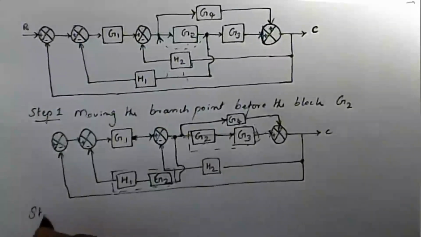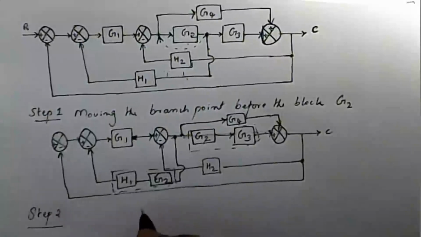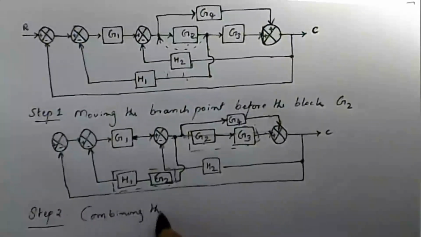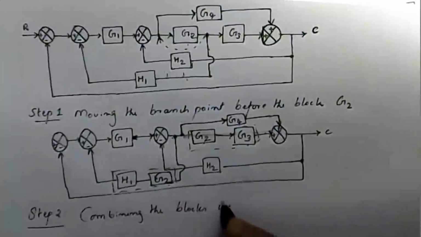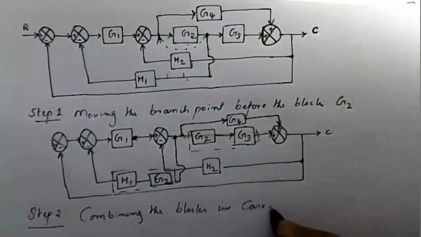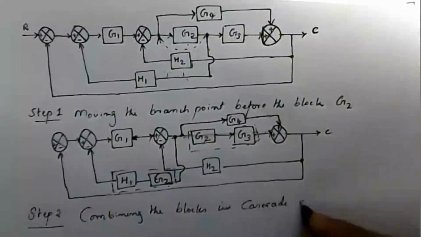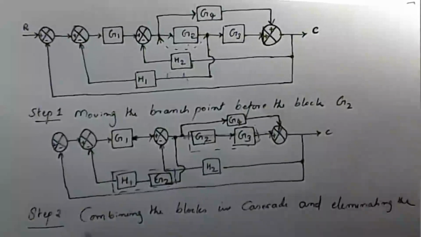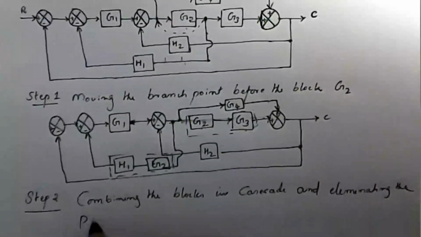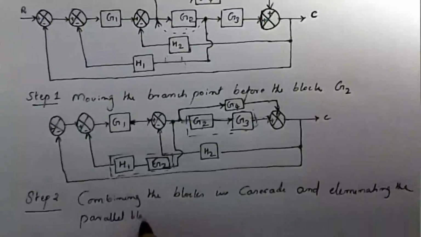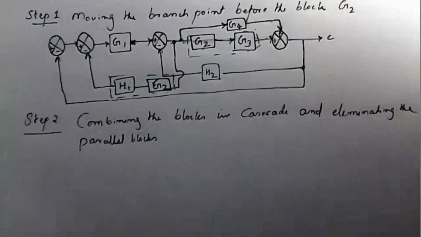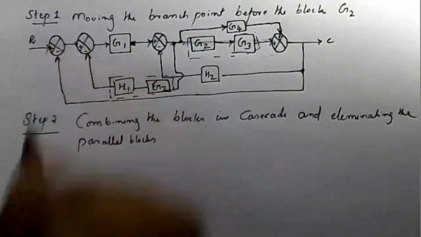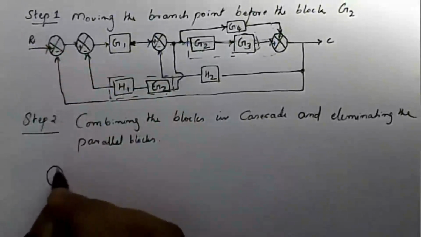Then step number 2, combining the blocks in cascade and eliminating the parallel blocks. Therefore, the block diagram becomes as follows.